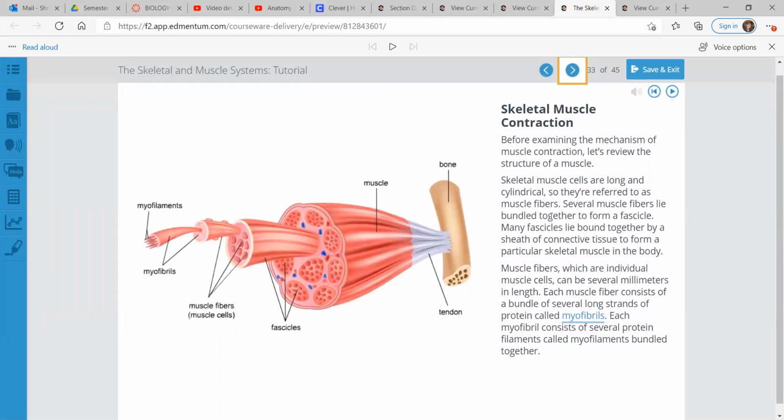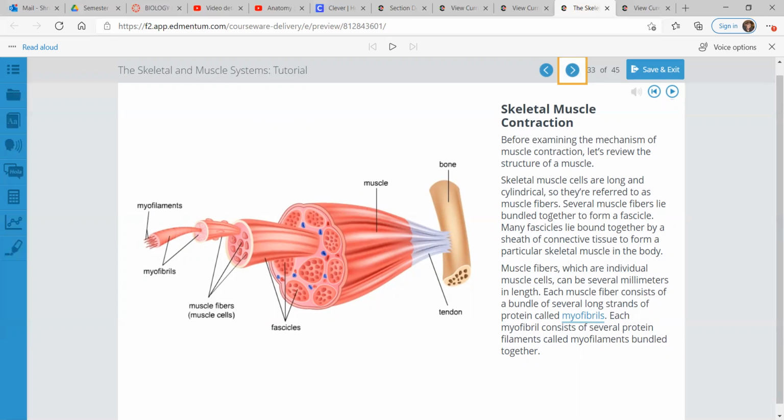Skeletal muscle contraction. Before examining the mechanism of muscle contraction, we're going to review the structure of a muscle. Skeletal muscle cells are long and cylindrical, so they're referred to as muscle fibers. Several fibers lie bundled together to form a fascicle. Many fascicles lie bound together by a sheath of connective tissue to form a particular skeletal muscle in the body.